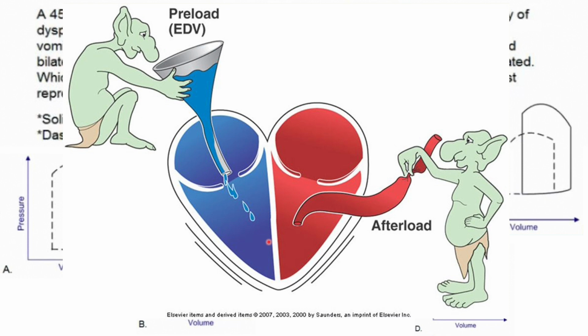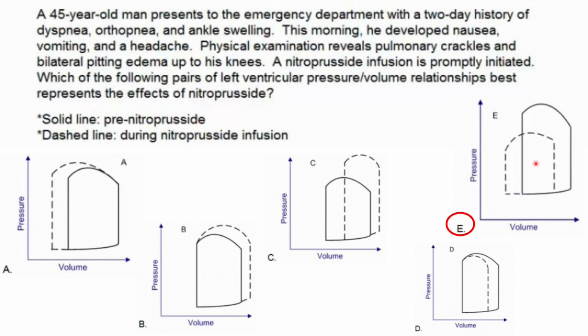So which of these curves shows decreased afterload and decreased preload? It's this curve, guys. Decreased afterload means that the pressure line goes down. Decreased preload means that this point, the end diastolic volume, goes this way, to the negative side. Now let's move on to this page of First Aid, guys.